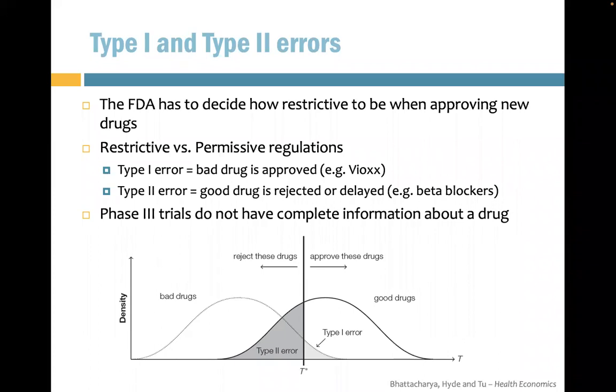Okay, so let's take a look at this graph. This graph is actually a distribution of two types of drugs. And the y-axis is density. Think of it as distribution.